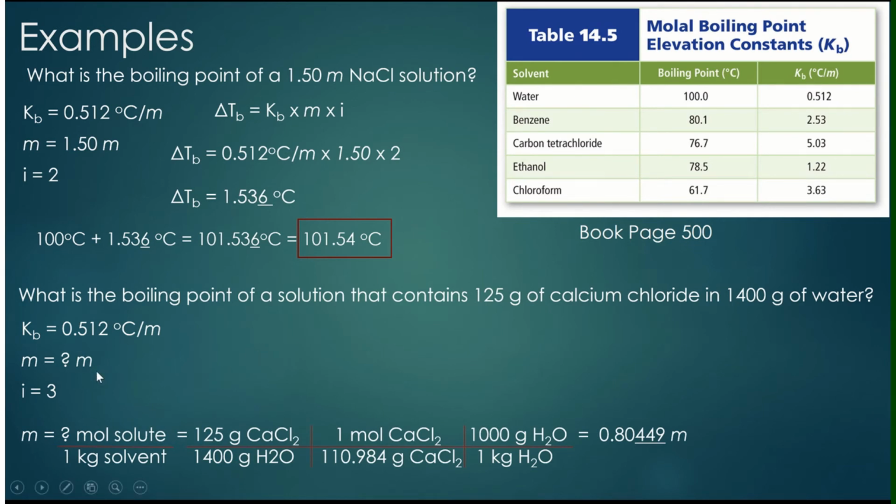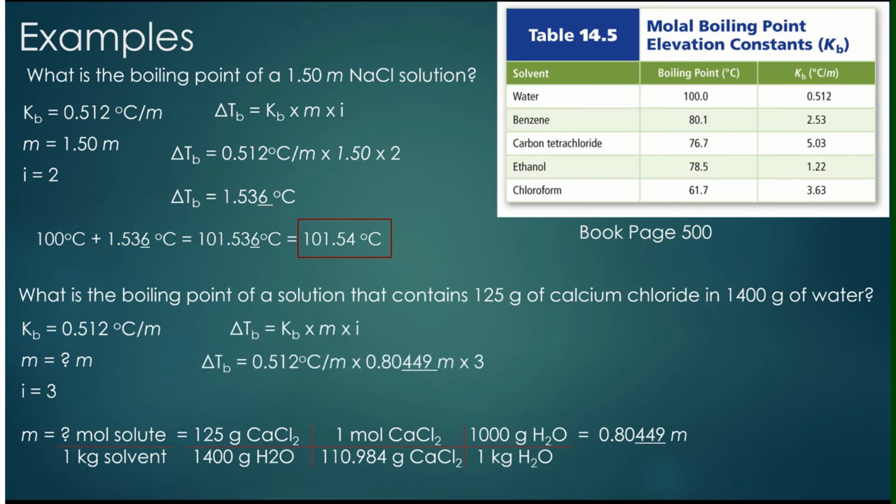Okay, we're going to have to solve for the molality. And molality is moles of solute over kilograms of solvent. We were given the kilograms of solvent, there that is, 1,400 grams of H2O. A quick grams to kilogram conversion gives us that. But we have to convert our 125 grams of calcium chloride into moles. We need moles on top. So we use a periodic table, convert grams to moles. We know our conversion of grams to kilograms, and we come up with a molality of 0.80449.